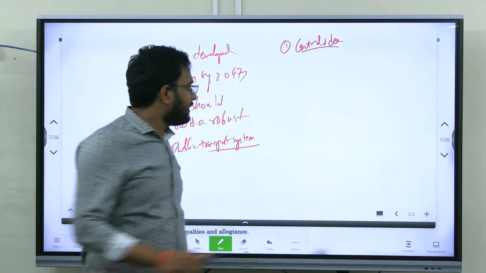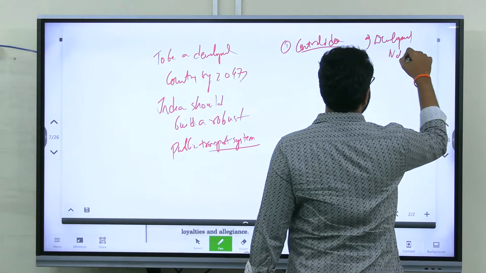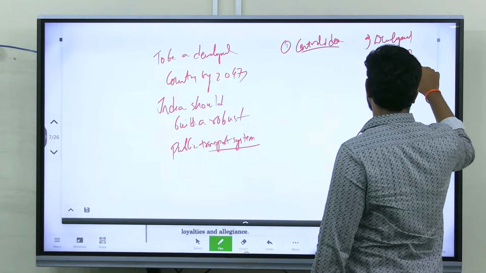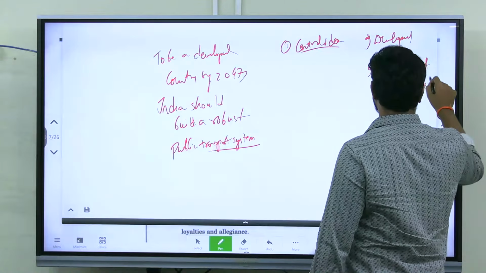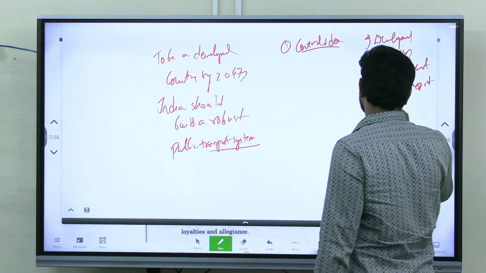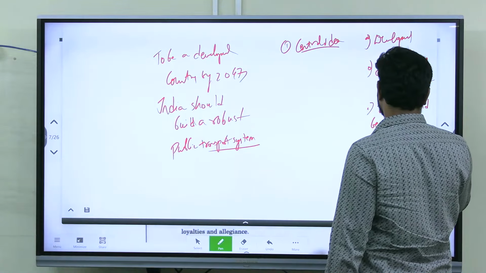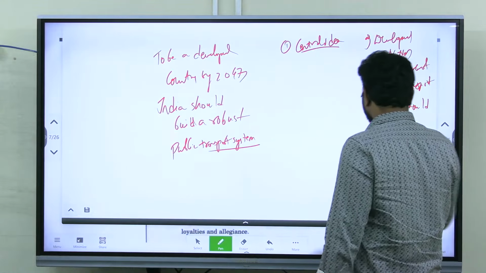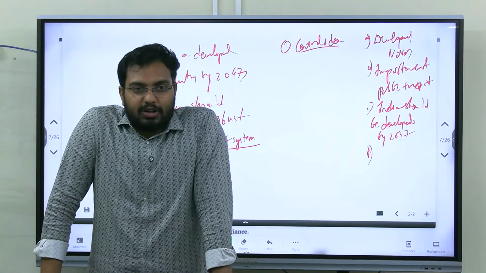Okay, developed nations. Let's write the options. So one is he's saying developed nation. Anybody else? Importance of public transport. So India should be developed by 2047. Okay, anything else? Okay, let's say these are the options. So among these options, which one is the most appropriate one?